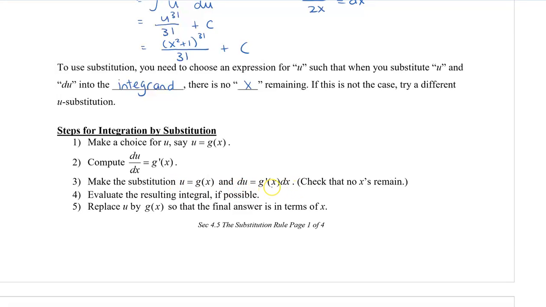And then after you've done that, make sure that there are no x's remaining, because if there are x's, then you've made the incorrect substitution. And then you're going to evaluate the resulting integral if possible. And then at the end, make sure to replace all the u's by g of x, so the final answer is in terms of x, since our question originally started with x.